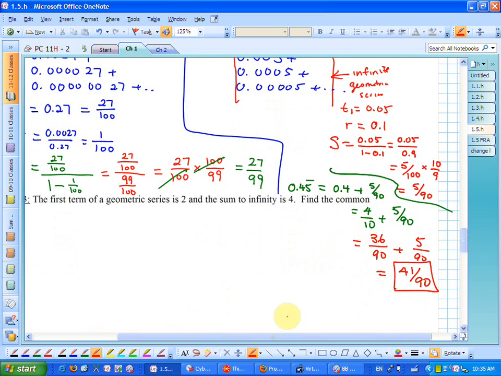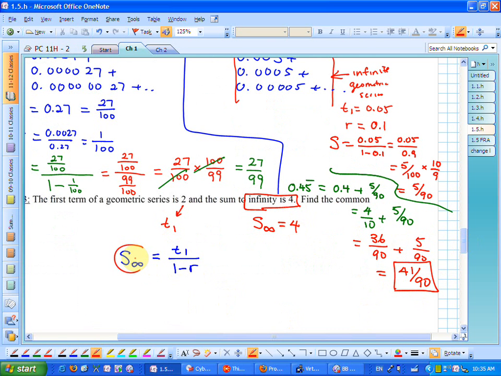Let's see if we can finish off this next one now. Example number 3. This one's actually pretty straightforward. The first term of a geometric series is 2, so there's your T1. And it says the sum to infinity is 4. So what I'm saying is that S of infinity is the number 4. And I want you to find the common ratio. So how can we actually do that? Well, this one is a straight application of the formula: T1 over 1 minus R.